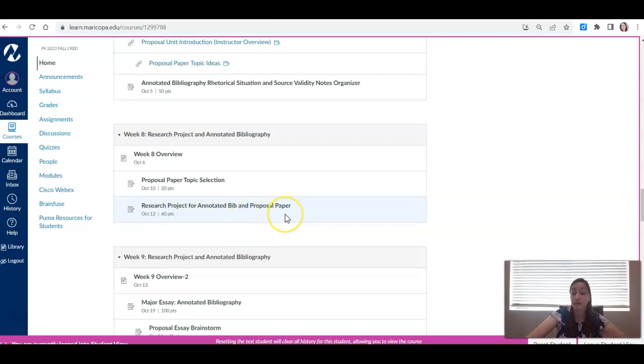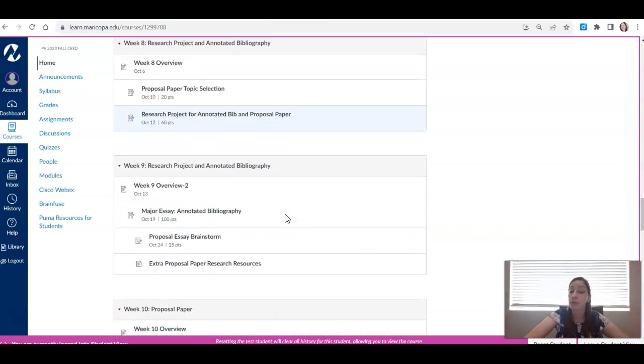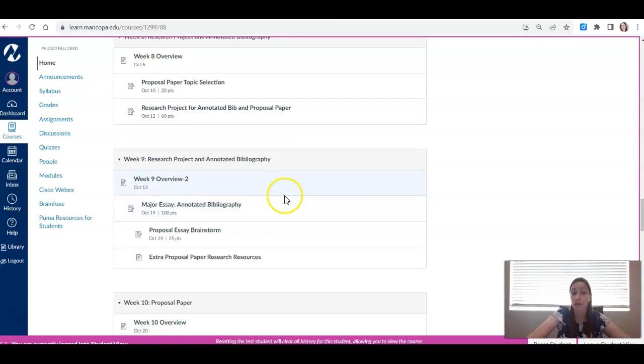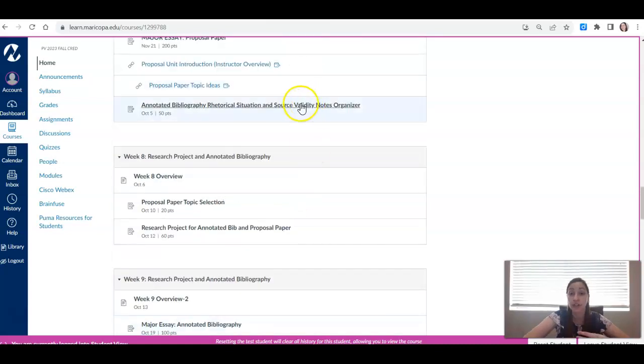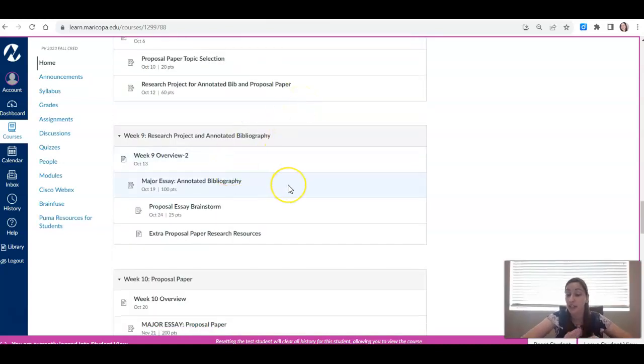So after you go and you find all of these research sources, you're going to be moving into your annotated bibliography. For this, you're going to be choosing a few sources from this research project to analyze. And so for each source, you're going to be analyzing it for the rhetorical situation, ethos, pathos, logos, and its validity. So you're going to have to use those notes you took to reflect on those elements within that source.